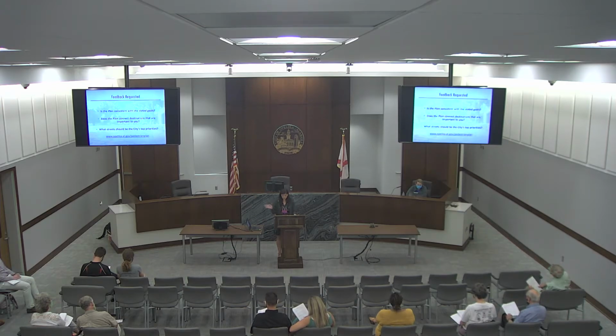The questions shown on the screen are the same questions that you'll see in the comment form and the survey. Is this plan consistent with the stated goals that you've seen in the presentation tonight? Does the plan connect destinations that are important to you? And looking at the map and those recommendations, what streets do you think should be the city's top priorities? Like I've mentioned, you'll have a 14-day comment period to mull this over and identify what your top 3 priorities are.